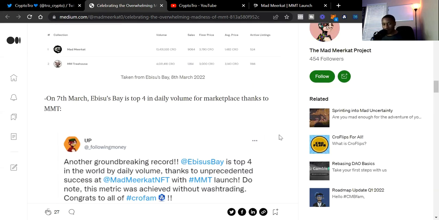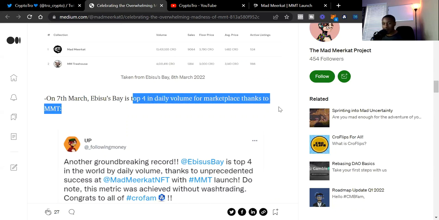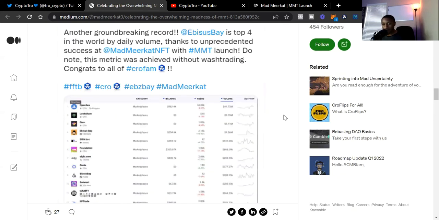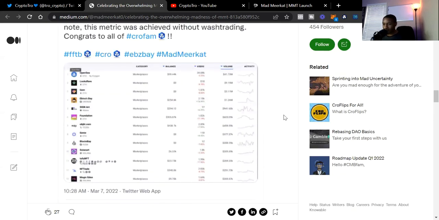We see that on March 7th, Ebisu's Bay is top four in daily volume for marketplaces, thanks to MMT. This is just a screenshot from DAO Radar, and it covers all of the NFT projects. We can't click on it because it's a screenshot, and it's a little blurry, but number one is OpenSea, two is LooksRare, three is Gem, and fourth place is Ebisu's Bay. And on the day, it was $1.6 million in transactions, man.